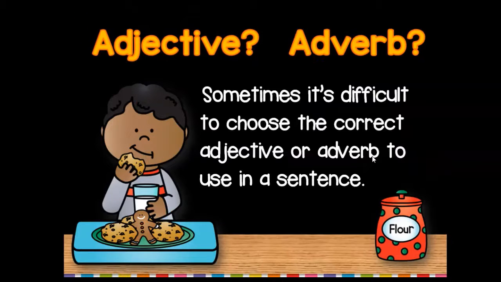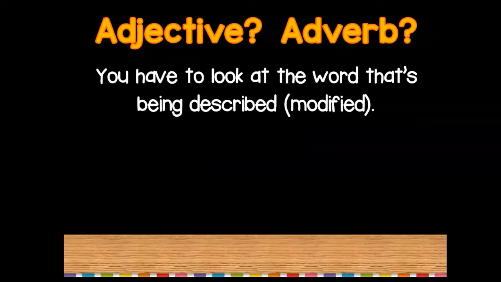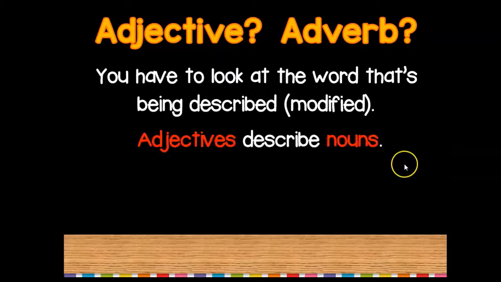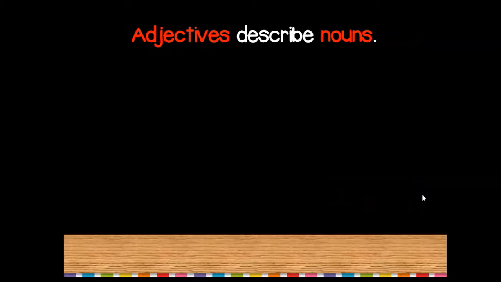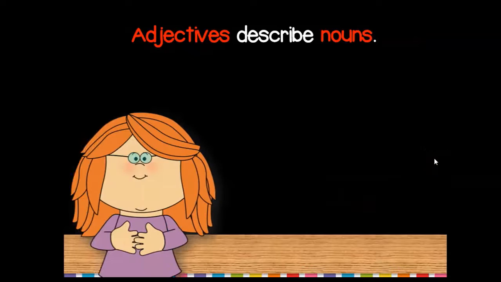So, adjective or adverb. Sometimes it's difficult to choose the correct adjective or adverb to use in a sentence. So we have to look at the word that's being described, modified. Okay? Adjectives describe nouns. Noun, remember, person, place, or thing. Adverbs describe verbs. Those are words that show action. Adjectives or adverbs. Okay? Adjectives describe nouns.